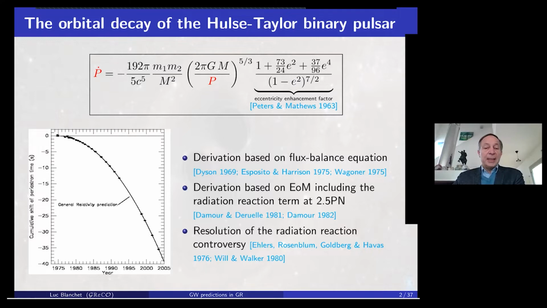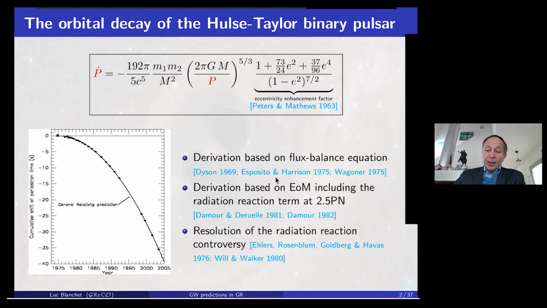So there are, as I said, two derivations. The first derivation is a standard one based on the flux balance equation. You equate the flux generated in the form of gravitational waves by the system, according to the Einstein quadrupole formula, to the loss of energy at that order, just the Newtonian energy of the system, and this gives you immediately the decrease of the orbital period of the binary pulsar because of gravitational radiation.